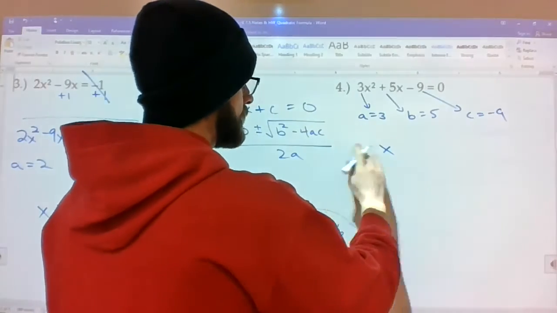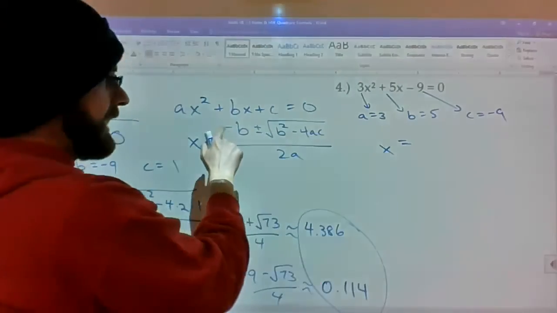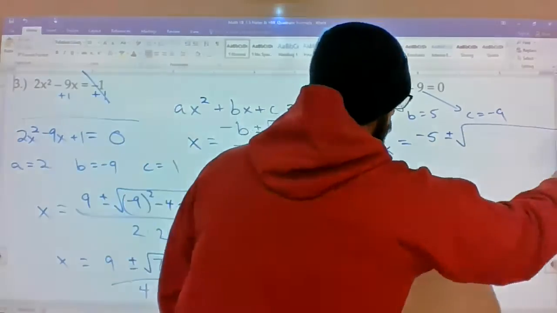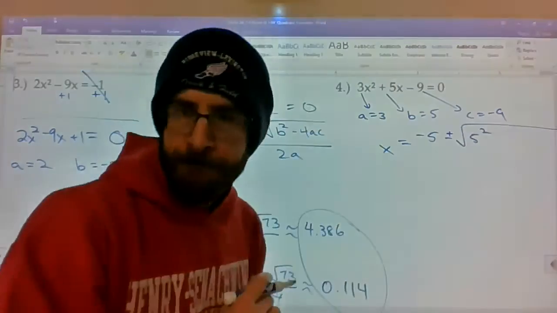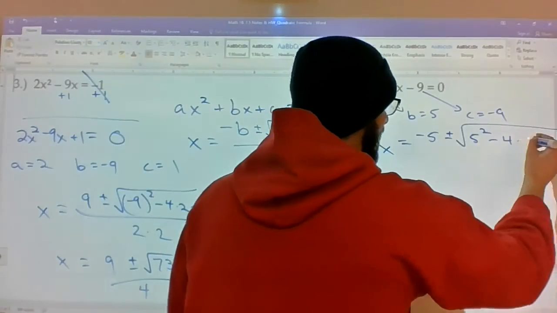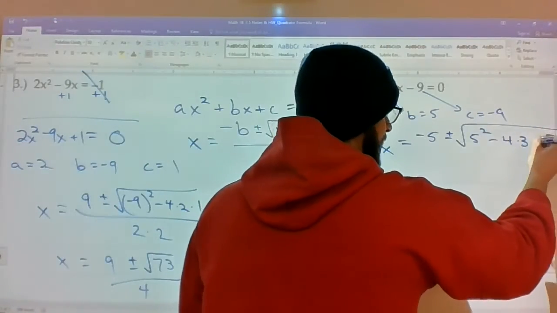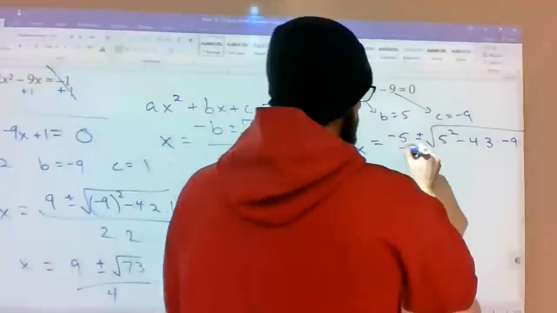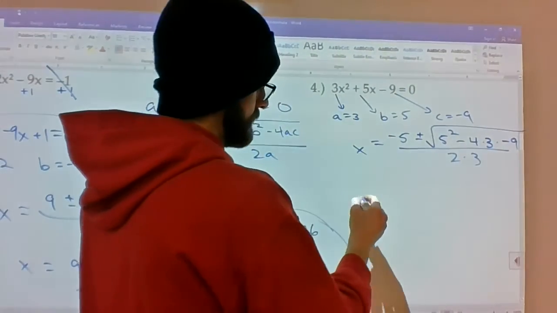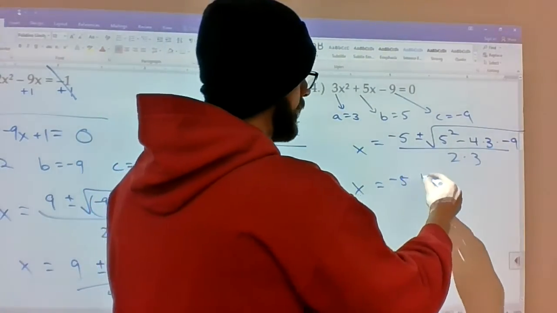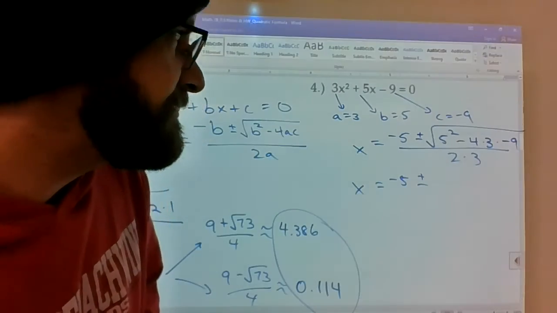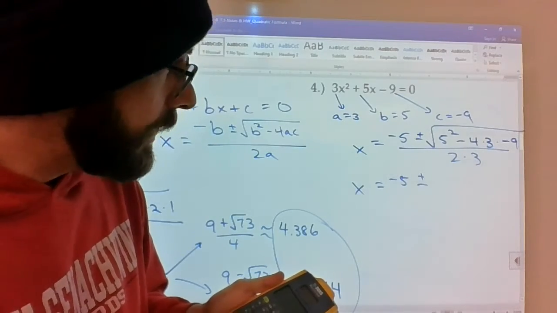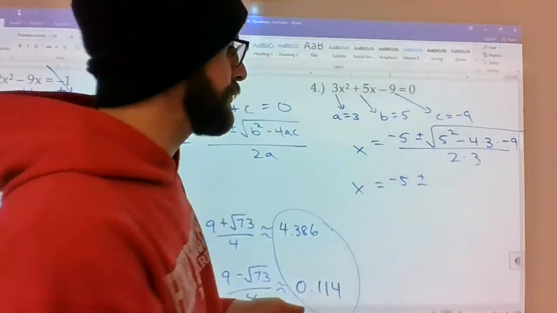X equals the negative B. In this case, it's negative 5. So the negative stays. Plus or minus the square root of 5 squared minus 4 times A times negative 9, the C, all of that divided by 2 times A. So X is equal to negative 5 plus or minus the square root of 25 minus 12 times negative 9, which is 133.